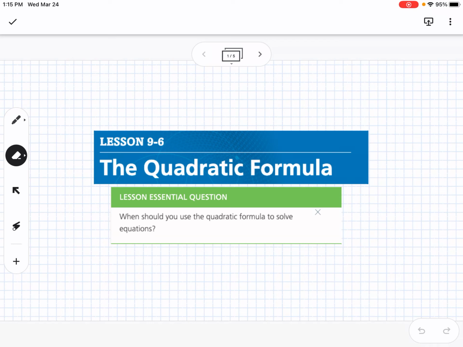This is lesson 9.6, which is the quadratic formula. Our essential question is, when should you use the quadratic formula to solve equations?